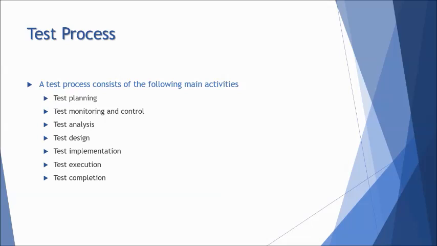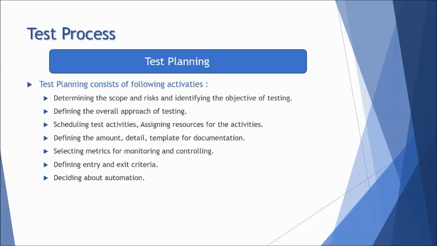Starting with the first one, called test planning. Test planning generally consists of all those major activities to define the entire plan, layout, and procedure of the overall testing to be done for a particular product. It includes determining the scope and risk involved, or defining the overall approach of testing, that is, what we are going to do altogether to define the quality or find the defects, and what we must achieve at the end of the project.